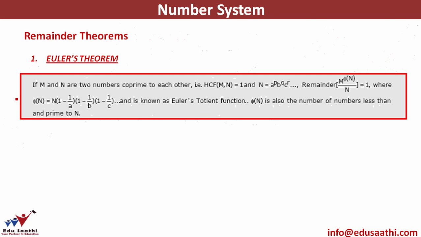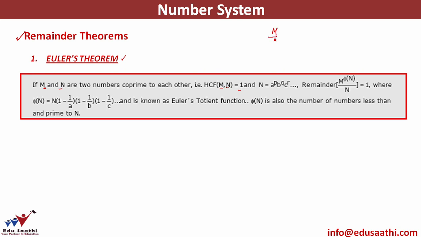So let's look at the theorems that we have to help us in solving the questions on number system. So remainder theorems. The first theorem that we'll start with is Euler's theorem. However, the questions could be done without the help of these theorems as well. But if you know the theorems, you can solve the question a little quickly. If m and n are two numbers co-prime to each other such that HCF of m and n is equal to 1. Now what does that mean?